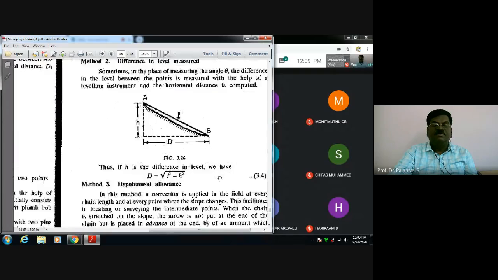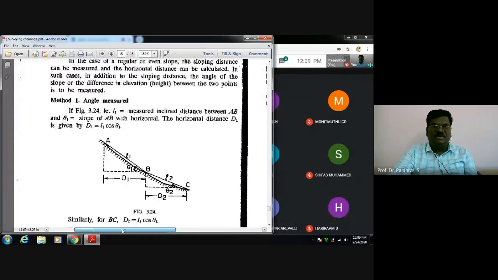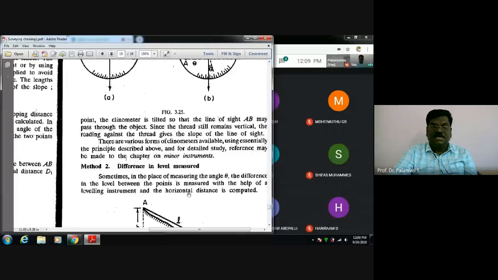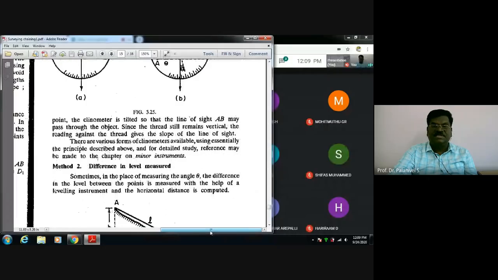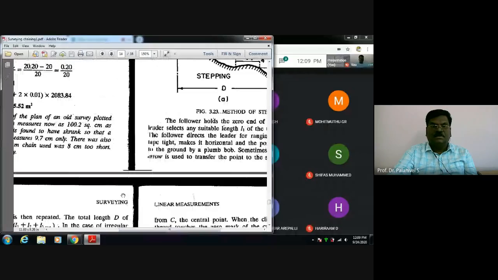Next, we will see chaining in the next class. Chain surveying, again I am going to discuss. Almost the essential part of chain surveying is completed for you. However, I will be discussing it in the next class. Once again we will discuss chain surveying, afterwards compass surveying, then leveling, one by one.